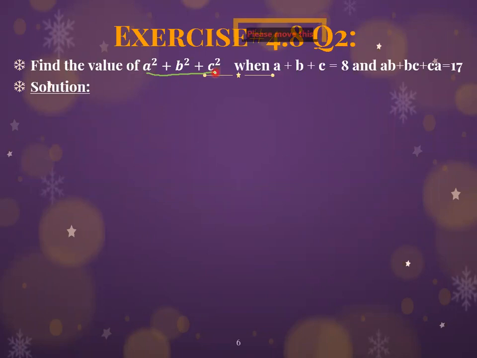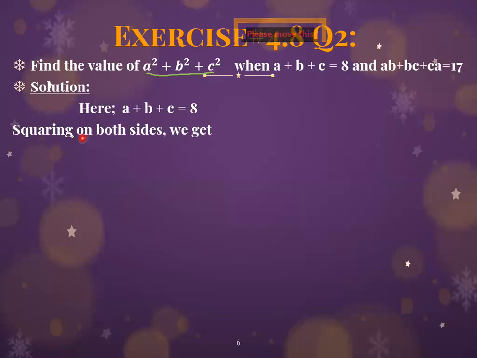Now before that you will write down the solution here. Heading of solution. Here you will pick the first thing, which is this one, a plus b plus c is equal to 8. So you will write it down here: a plus b plus c is equal to 8. Now what you will do, you will take the square on both sides. So you will write it down here, squaring on both sides we get. On this equation, I'm talking about this equation, you have to take the square on both sides. So you will write it down here, a plus b plus c whole square.